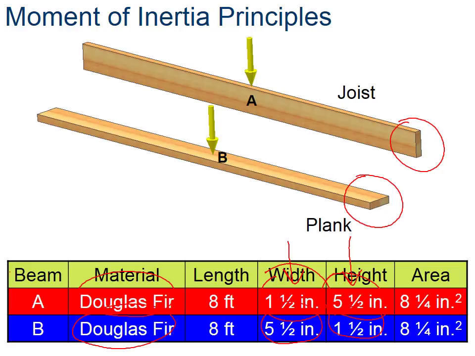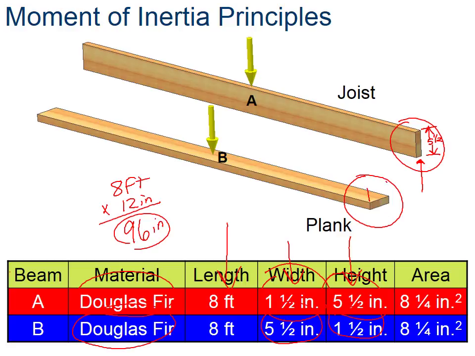Most of the time they come in 8-foot lengths. So as we see here, we're just going to call this thing 8 feet. If you change that into inches, 8 feet multiplied by 12 inches gives us 96 inches. That's going to be important to us later on in this slideshow. As you look here, beam A, the length is 8 feet. The width here is only 1.5 inches, whereas the height from here to here is 5.5 inches. When we flip it and call it beam B, now our width from here to here is 5.5.